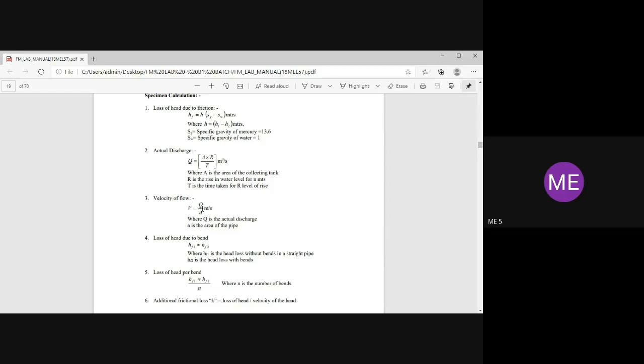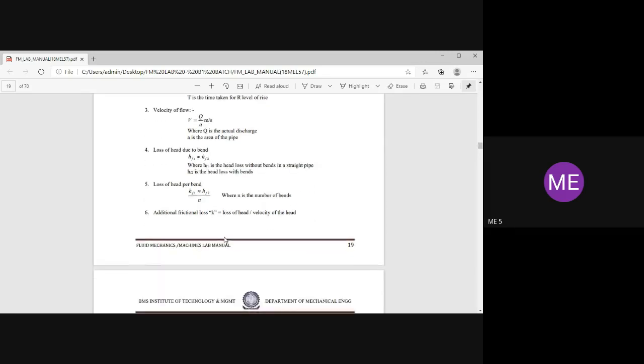Next, velocity of flow is Q divided by A. And here you see, we have two extra calculations. The loss of head due to bend is HF1 minus HF2. HF1 is the head loss without bends in a straight pipe. That's why I said you have to find out HF1, calculated the same way. HF1 you have to calculate, and HF2 is the head loss with the bends.